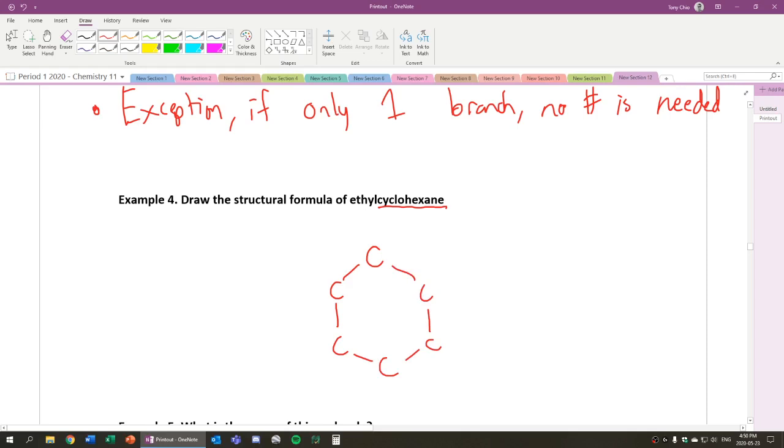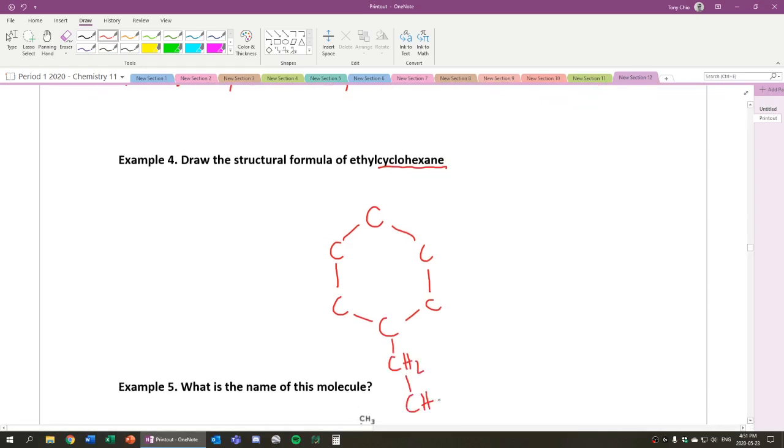Why there's no number attached to the ethyl is because there's only one branch. With one branch, the ethyl can go anywhere, because you can, in a sense, rotate this carbon chain and it will not change. The branch can be anywhere. So let's put the ethyl group here, CH2, CH3. That means the rest of these will have hydrogens attached to it. So this will be CH, CH2, CH2, CH2, CH2, and CH2. So what you're going to notice here is that is ethyl cyclohexane.